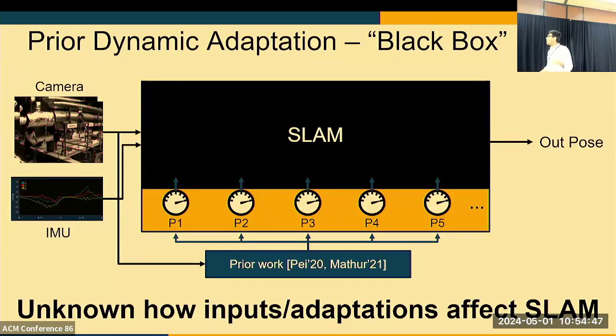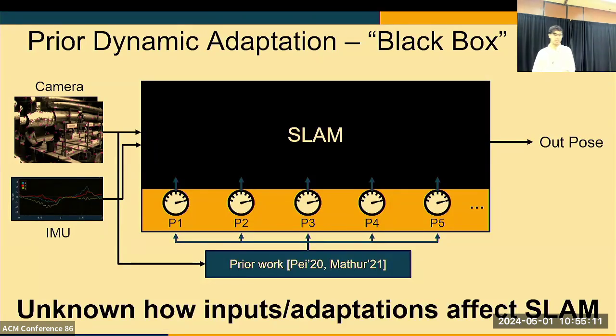So, how do prior works do this dynamic adaptation? They treat SLAM like a black box. The camera and IMU images come into their module, they make some sort of decision, and then broadcast that decision to all the parameters at the same time, making a one-size-fits-all decision.